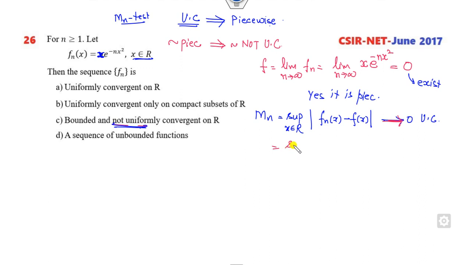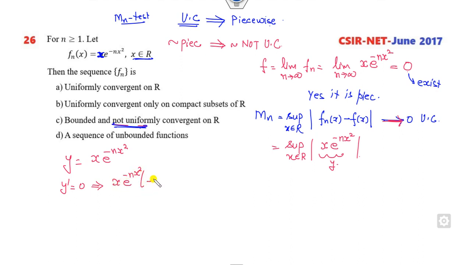Now what is the supremum? f_n(x) is x e raised to power minus n x square. f(x) is 0, so it is here. How can you find the supremum over the real line? If I consider this function as say my y, what is the condition for the supremum? That is a maxima, so you can take the first derivative as 0. So the first derivative will be x times minus 2nx plus e raised to power minus n x square is 0. So e raised to power minus n x square will be cancelled out. Minus 2n x square plus 1 is 0. x will be 1 by root 2n.